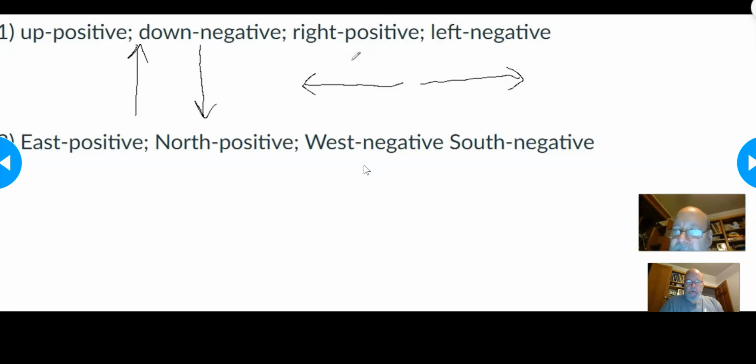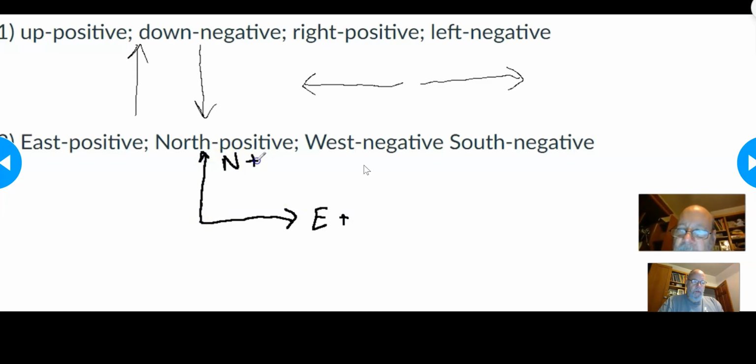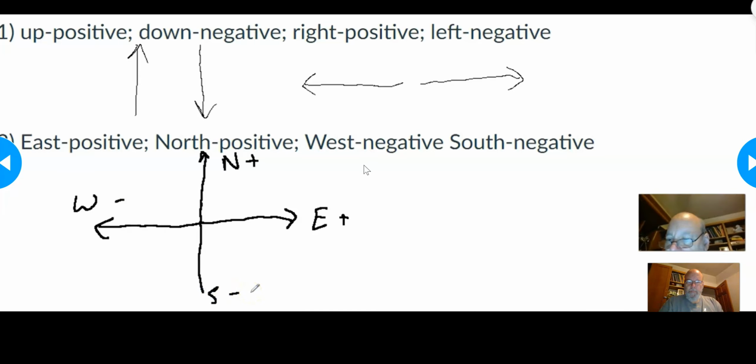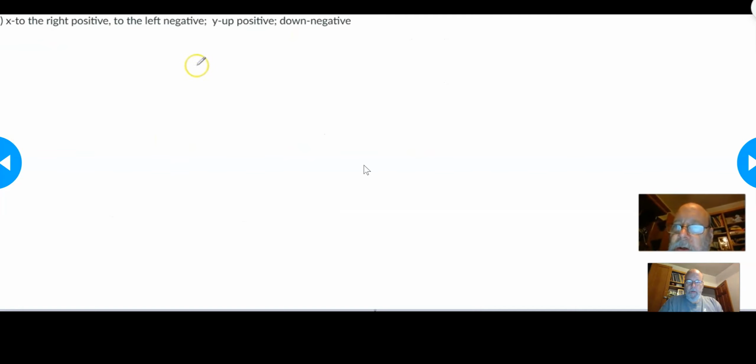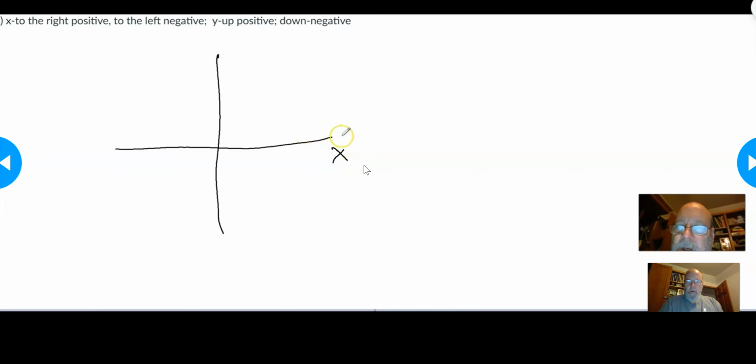If we're talking directional terms, east is generally going to be positive, and north is also usually going to be positive, whereas west will be negative. South will also be negative. And then if we're on an XY coordinate system, generally X to the right is going to be positive, X to the left is going to be negative, Y in an upward direction is going to be positive, and Y in a downward direction is going to be negative.